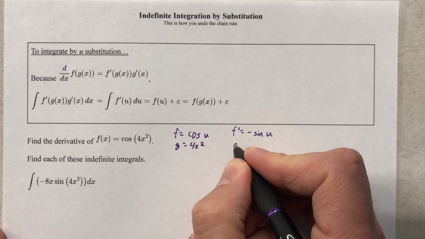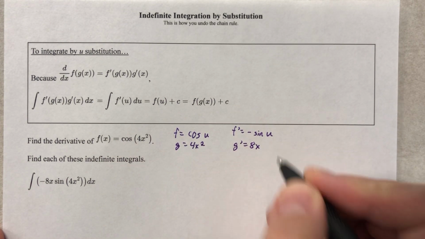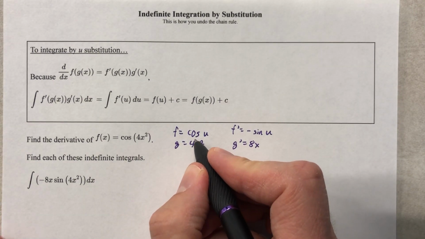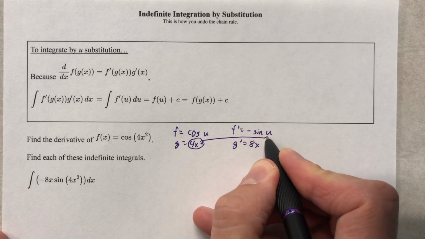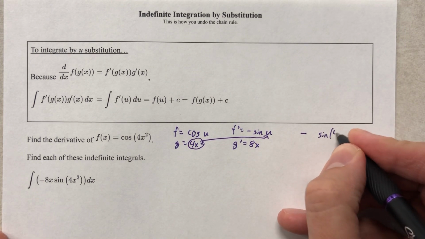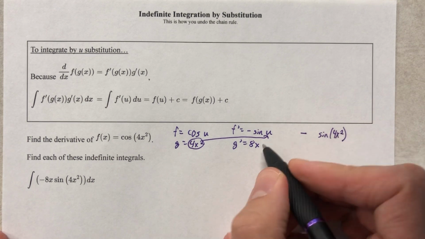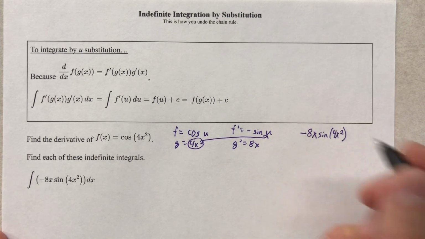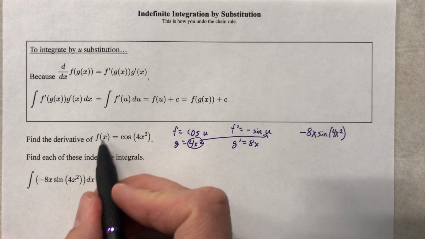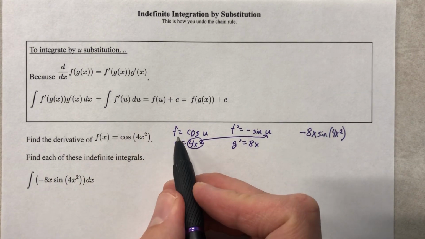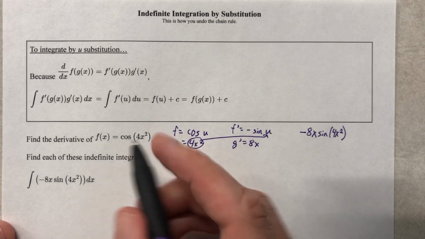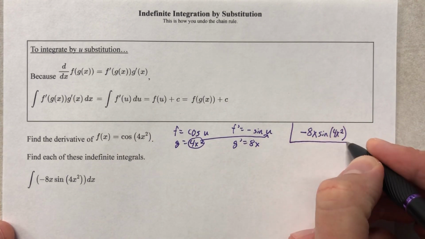We've been through this quite a bit. G prime would be 8x. And then in the process of finding the derivative, we would use the chain rule. That is going to go in right there. So we'll have negative sine of 4x squared times 8x. We'll put it right there. Okay? So the derivative of this f, not to be confused with these f's that are placeholders in a formula, the derivative of this is that.